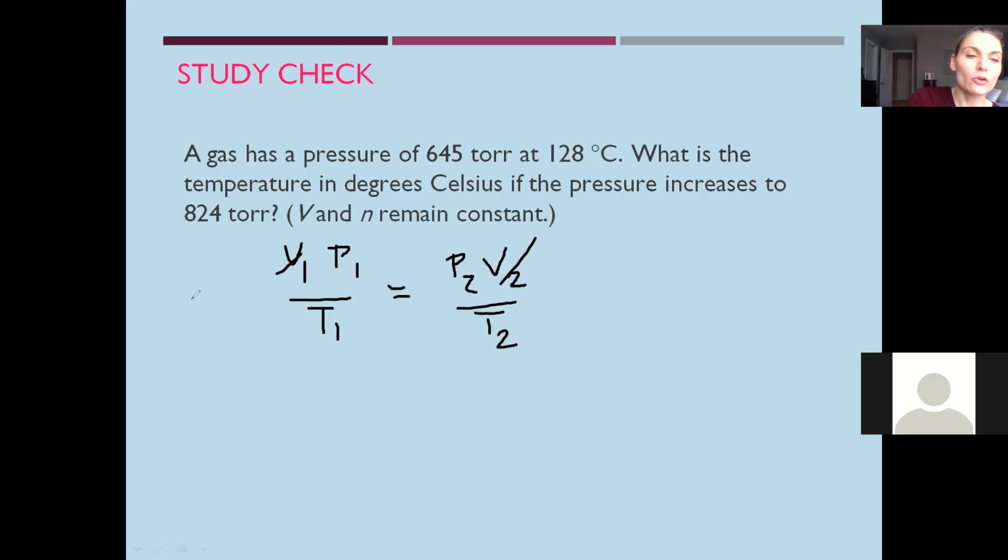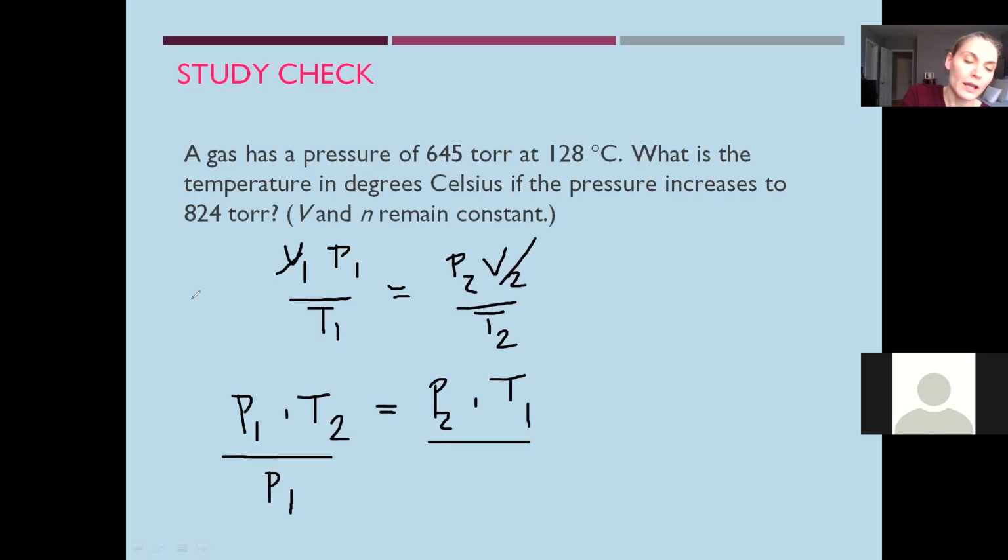Doing that little cross multiplying, P1 times T2 equals P2 times T1. I want to get temperature by itself. I want to get T2 alone. So I'm going to divide by P1 on this side and divide by P1 on this side. That cancels out. So go ahead and see if you can plug in the numbers. And if there's any questions, let me know.